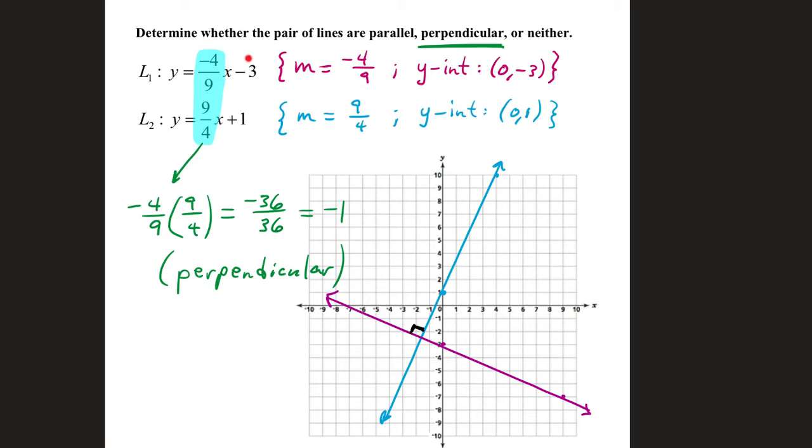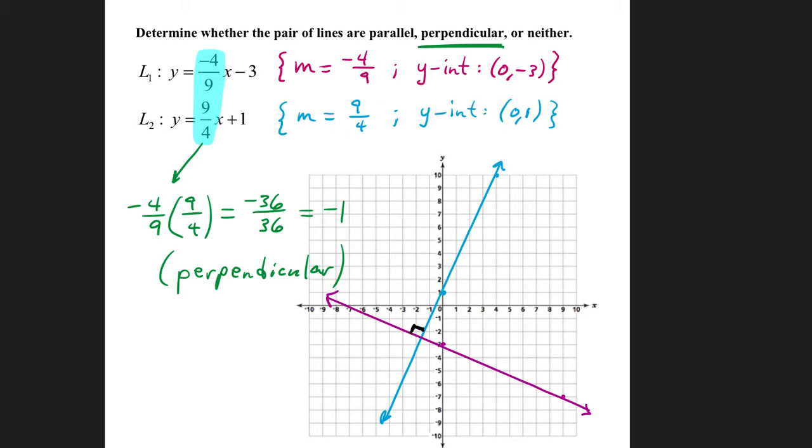To graph the first line, we plot a point at 0, negative 3. Our slope negative 4 ninths, if we go down 4 over 9, that gives us another point. Connect those 2 points, and you've got the line y equals negative 4 ninths x minus 3. For the other line, plot a point at 0, 1. The slope is positive 9 fourths, so if we go up 9 over 4, that's a second location to connect, and this blue line is the graph of the second function.